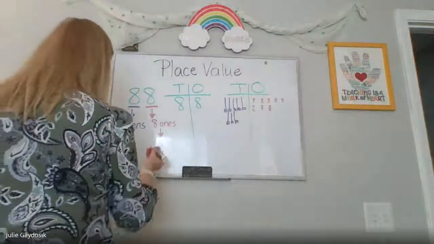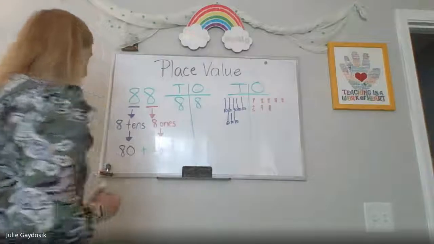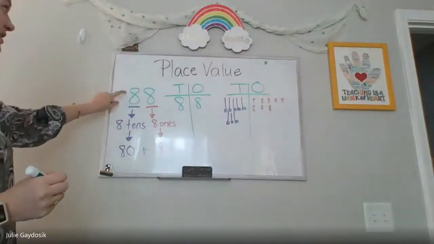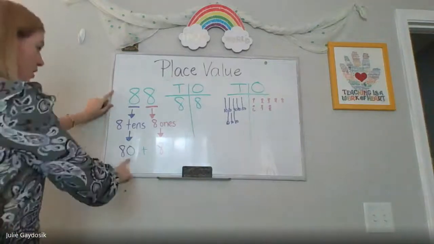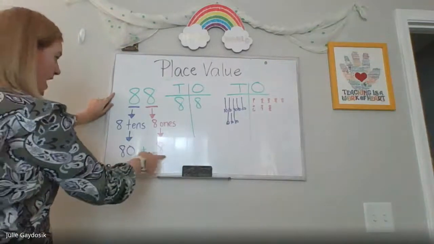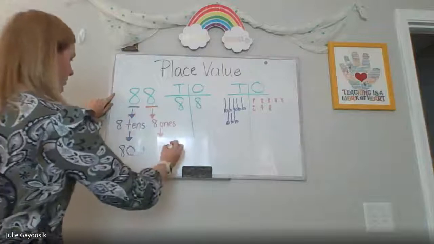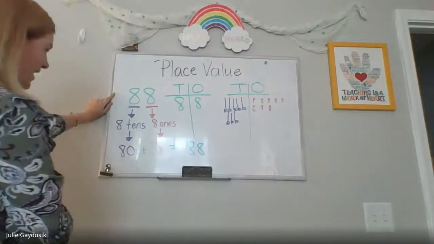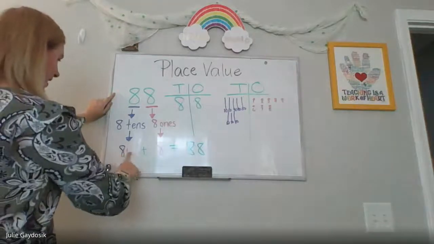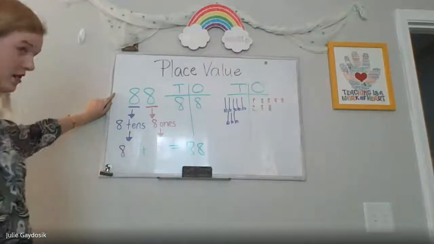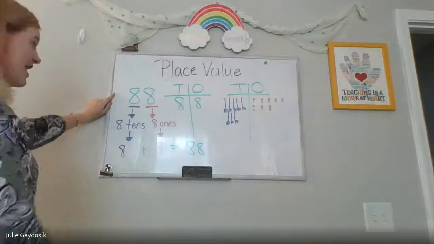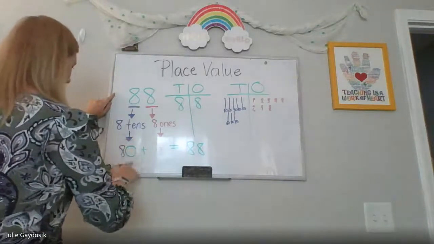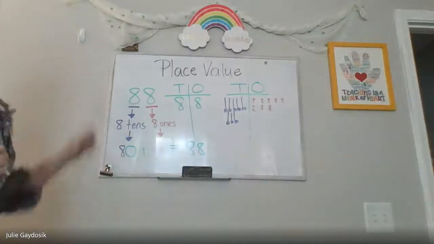And remember, if you find the value of each digit and you want to make sure it's correct, the value of the tens plus the value of the ones should equal your whole number. 80 plus 8 equals 88. Now, if I just had 8 here, 8 plus 8 does not equal 88. If I add 8 and 8 together, that's 16. So 80 plus 8 equals 88.